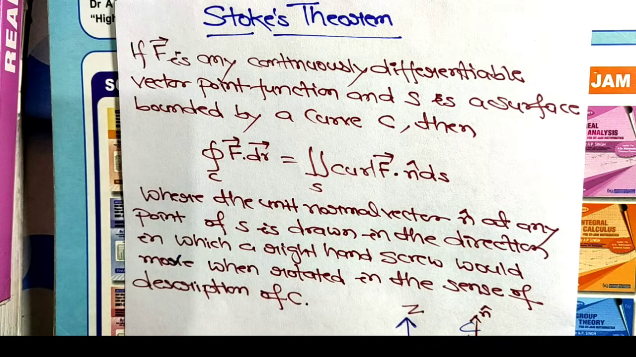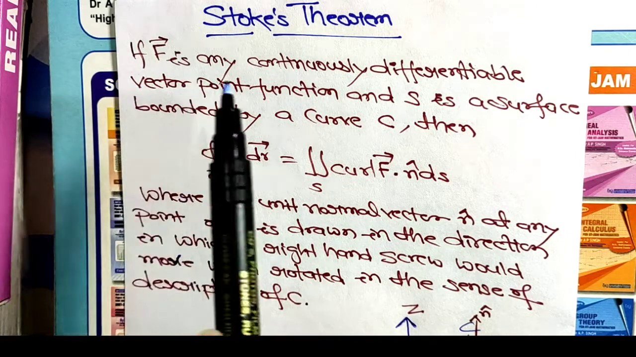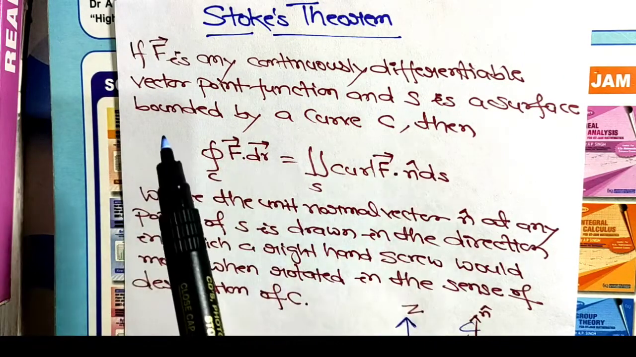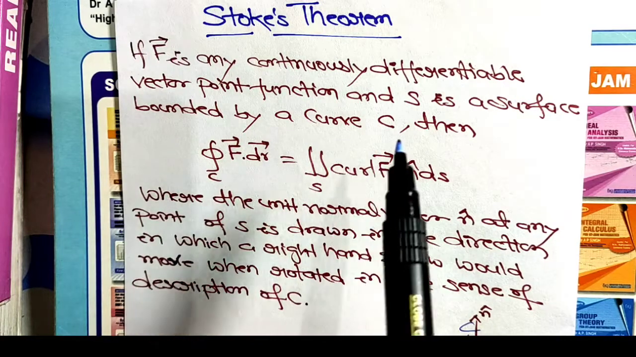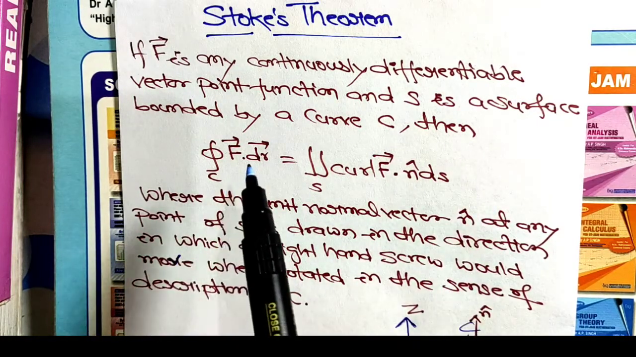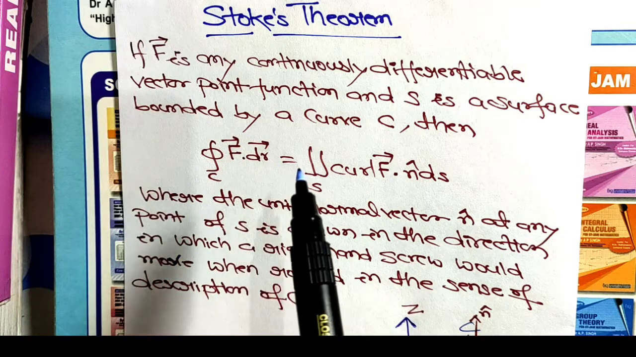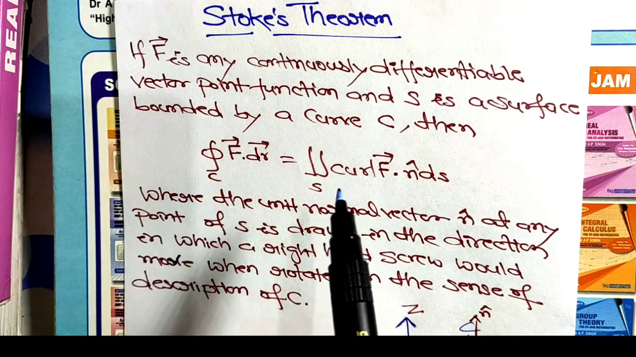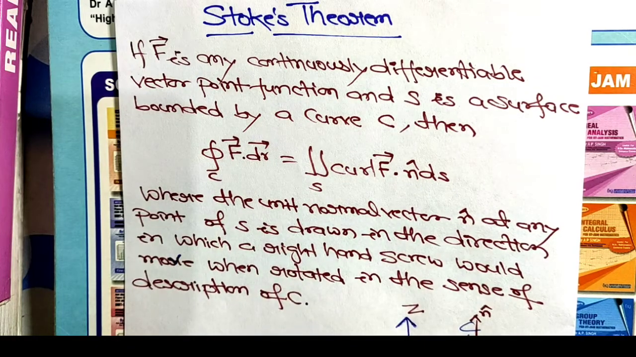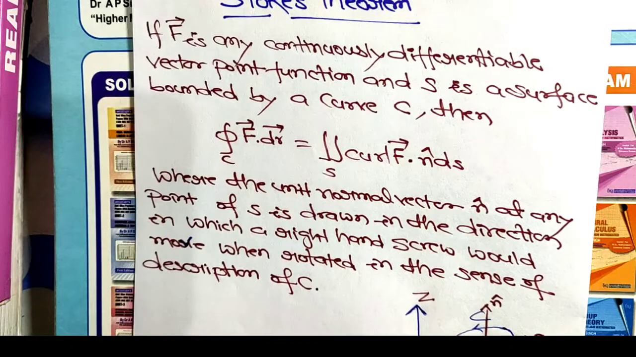Let's start the proof. Let's start with the statement first. If f vector is any continuously differentiable vector point function and S is a surface bounded by a curve capital C, then line integral of f vector dr vector equals surface integral of curl of f vector dot unit vector n ds.